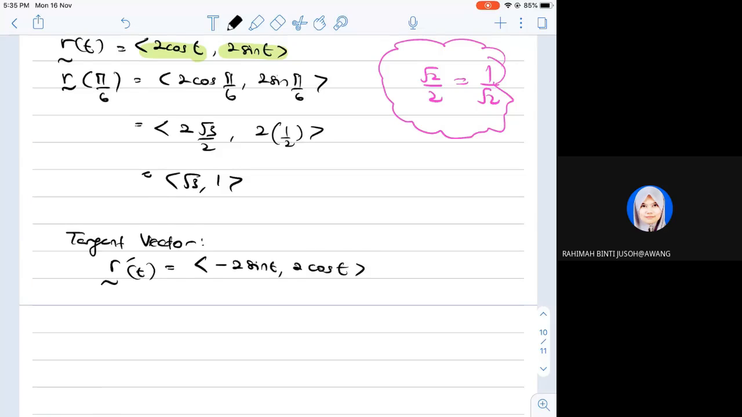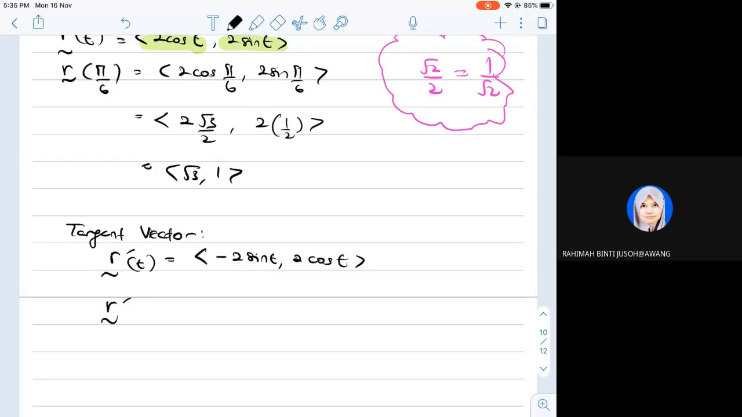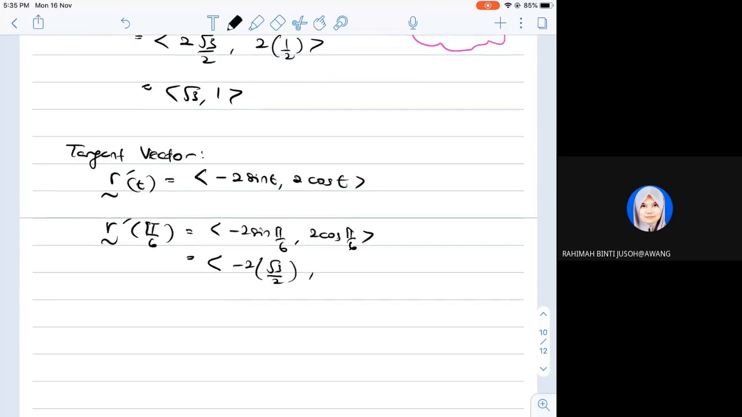So next we substitute the value of t, pi over 6. We will get negative 2 sin pi over 6, 2 cos pi over 6. So we will get negative 2 times square root 3 over 2, 1 over 2, and then 2 times square root 3 over 2. So we will have negative 1 and square root 3.